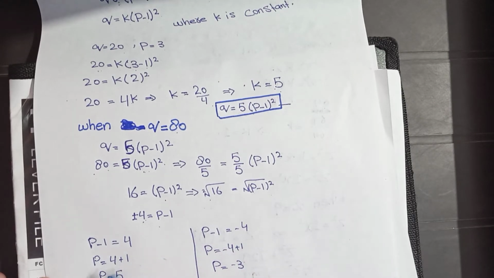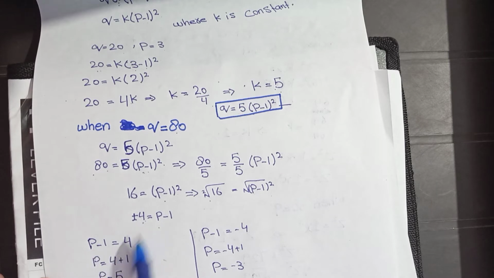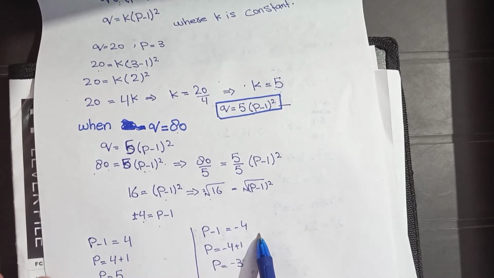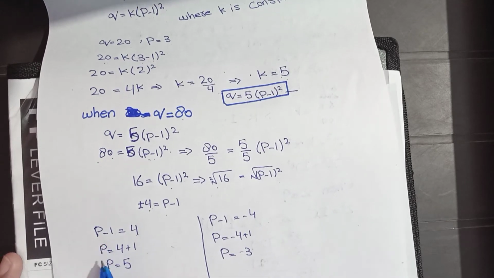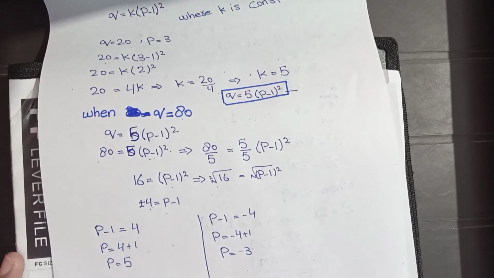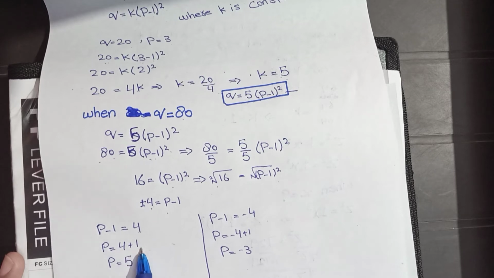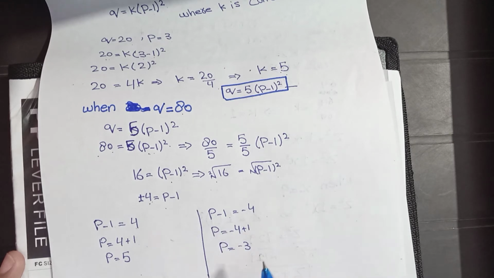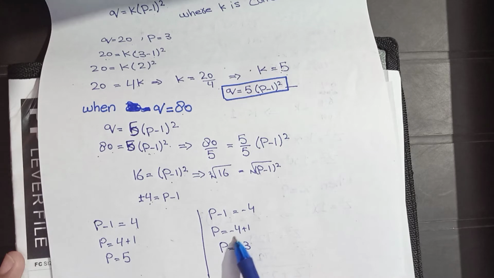So we need to find the value of only p. That's why first of all we do p minus 1 is equal to plus 4 and p minus 1 is equal to minus 4. When minus 1 moves to the other side, it will be plus 1. So p is equal to 5. Then p minus 1 is equal to minus 4. When minus 1 moves to the other side, it will be plus 1. Minus 4 and plus 1 is equal to minus 3.